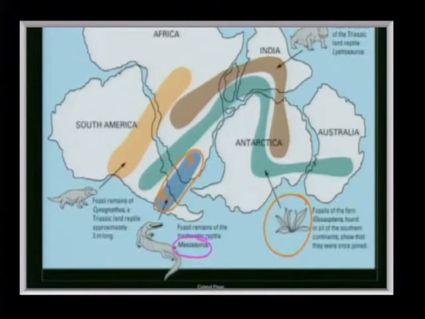And if you look carefully, the green section actually indicates that the Glossopteris was found all over Gondwanaland. Here you can see, so we had it in Australia, it was in Antarctica, it was present in India, present in Africa, and finally in South America.